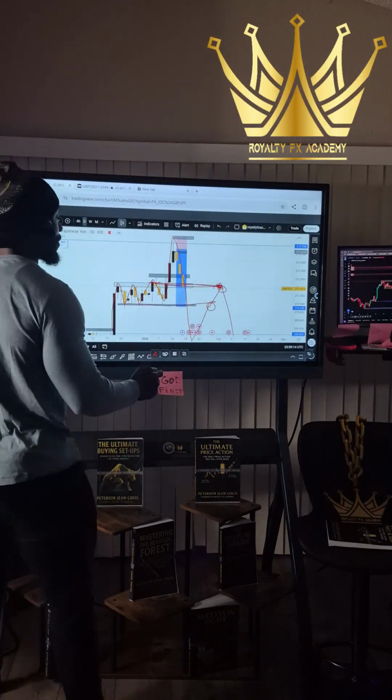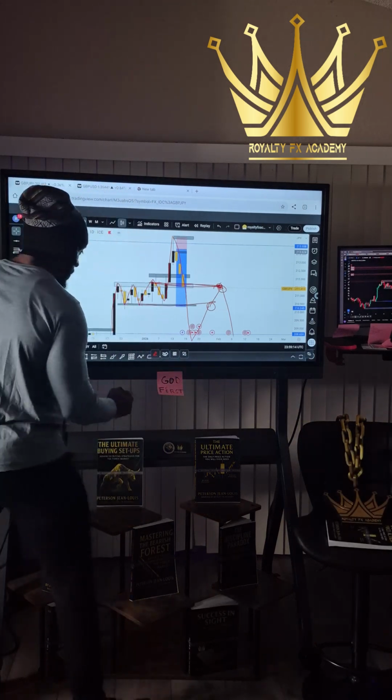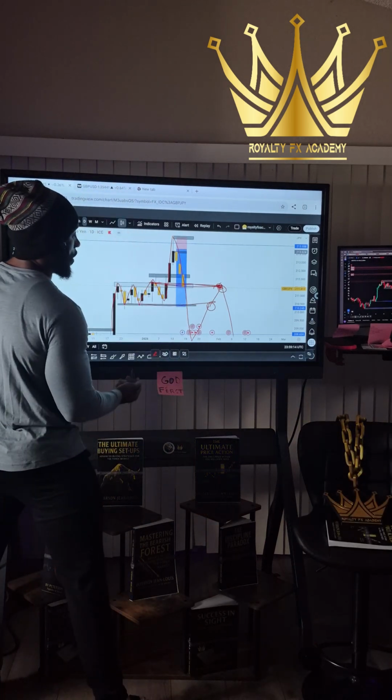All right, swap fees are kicking my butt though. I'm not gonna lie to you. Whew, it costs a little bit. Now, yeah, so that would be the sell that we're looking for.